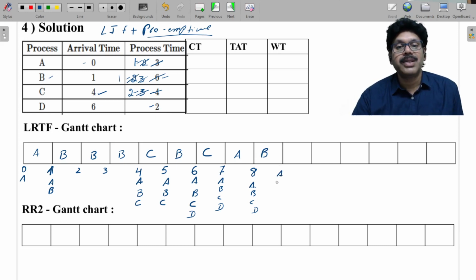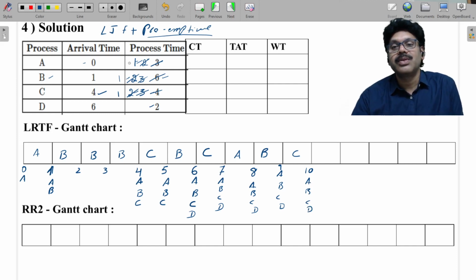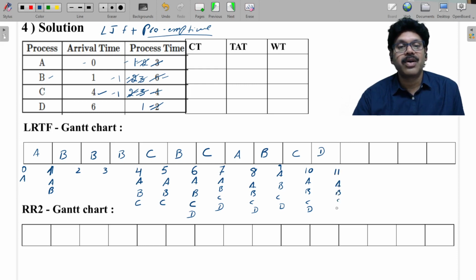Now A, B, C, D are still carrying on. Among C and D, which has the longest burst time? Both have 2, so break the tie using lowest arrival time. C came first, so C is executed 1 unit of time. And now A, B, C, D: among the 4, which has the longest burst time, because they need only 1, 1, 1? So D is reduced by 1, and D is executed at 11. A, B, C, D still carry forward.